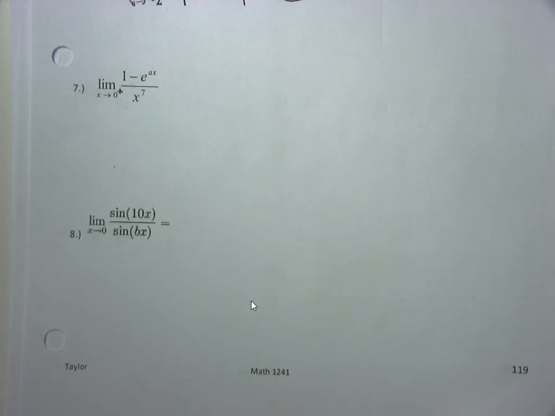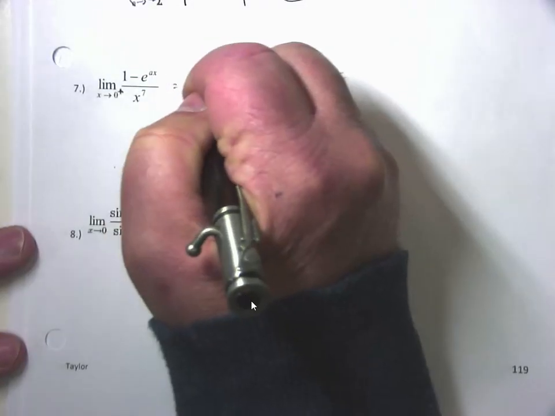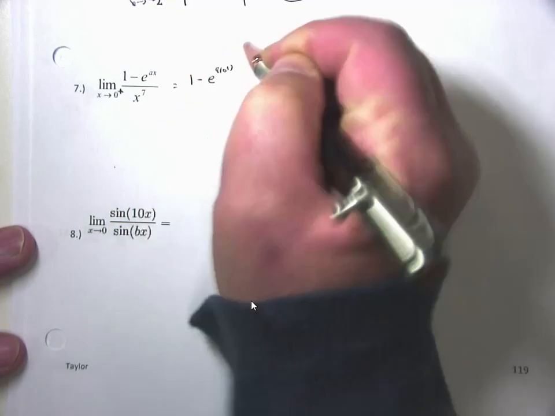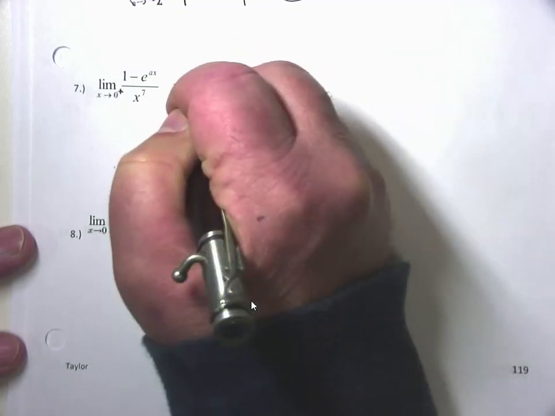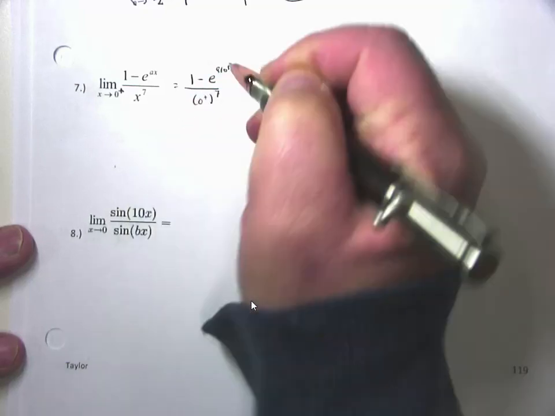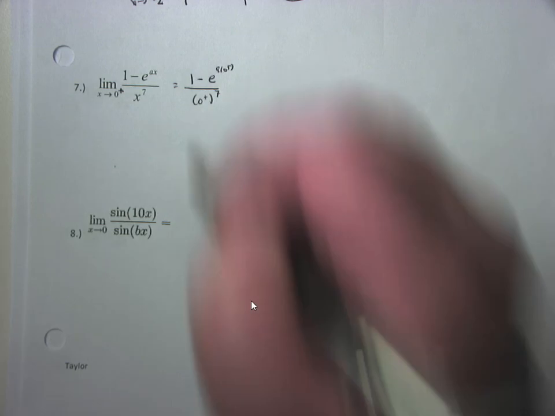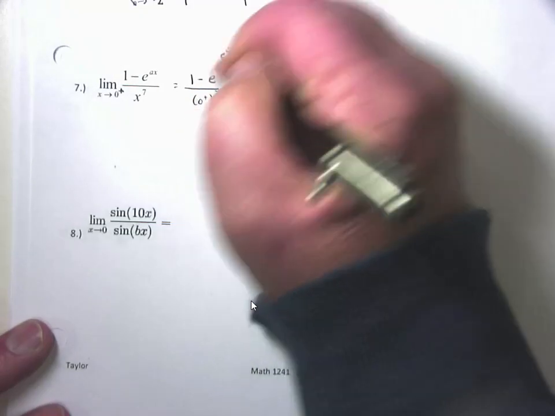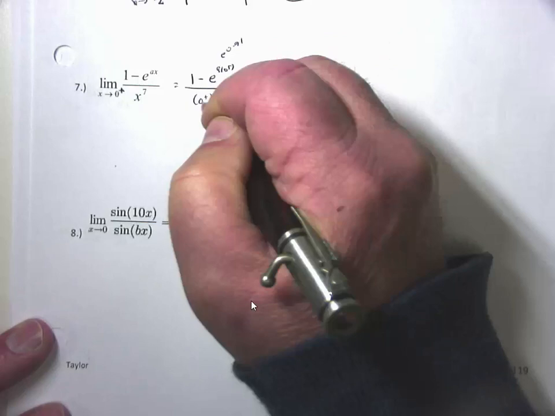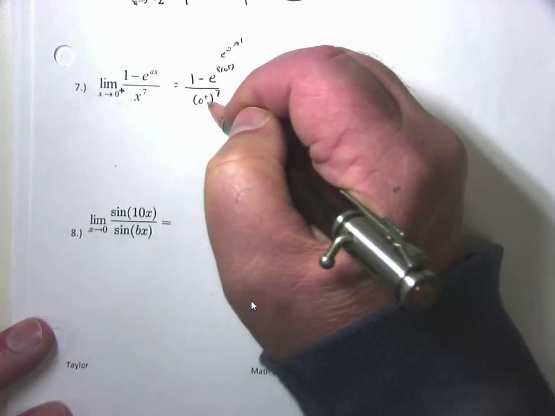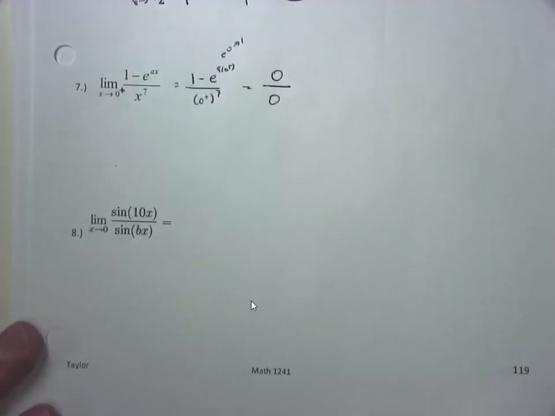Well, the first thing I'm going to do is plug it in. This will be 1 minus e to the a times 0 on the plus side, over 0 on the plus side to the 7th power. What is a times 0? Granted, it's on the plus side, but who cares? A is an arbitrary constant. What's a times 0? 0. What's e to the 0? So this is e to the 0, which makes it 1, and 1 minus 1 is 0, divided by 0 on the plus side raised to the 7th power. It's 0 over 0. What does that mean?